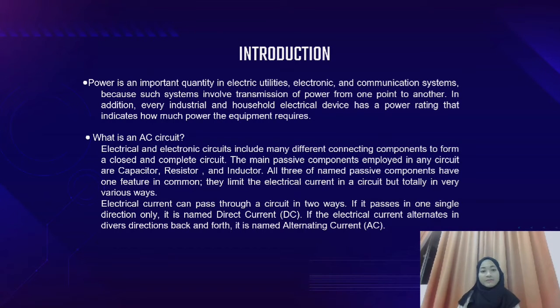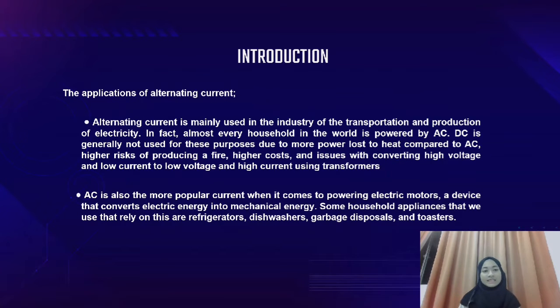Electrical current can pass through a circuit in two ways. If it passes in one single direction only, it is named direct current, which is DC. And if the electrical current alternates in direction, back and forth, it is named alternating current, which is AC. Okay, next is the application of alternating current, AC.